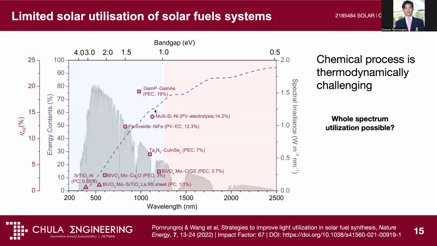Look at this line, the dotted line. I plot this energy content from this solar spectrum, right? How many percent? 15? I don't know. 2?